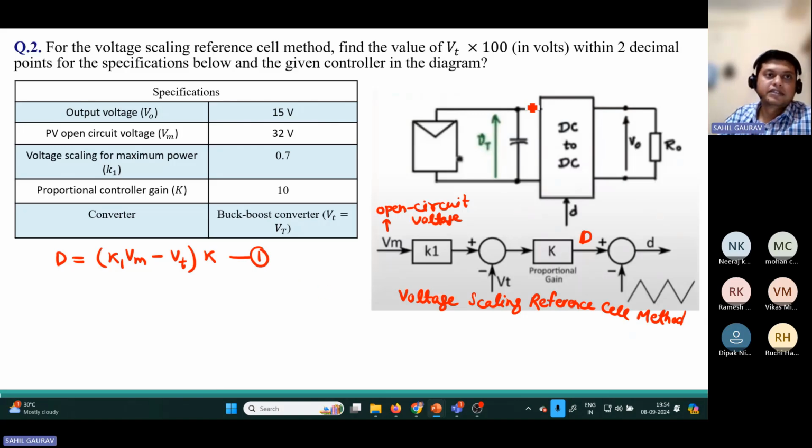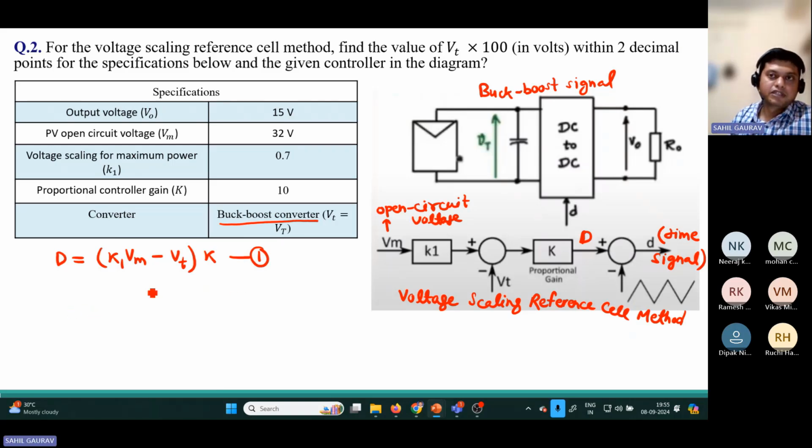And we know the converter is a buck boost converter. So small d here, you can take it as this time signal. So we have to play with this actual signal, that is the duty ratio coming before the carrier signal is compared. So the D ratio is coming like this.